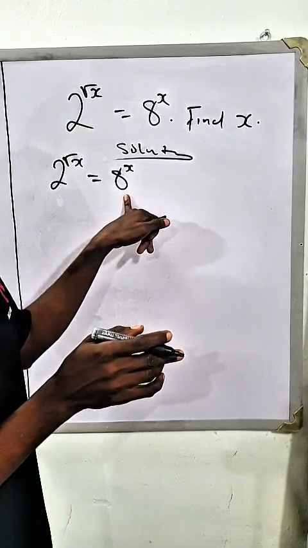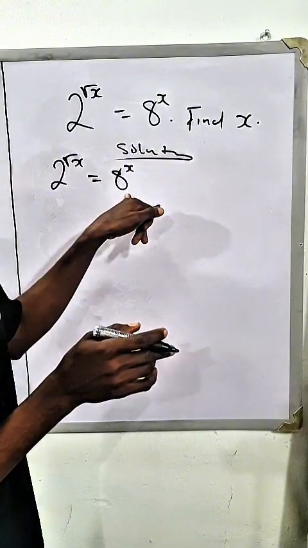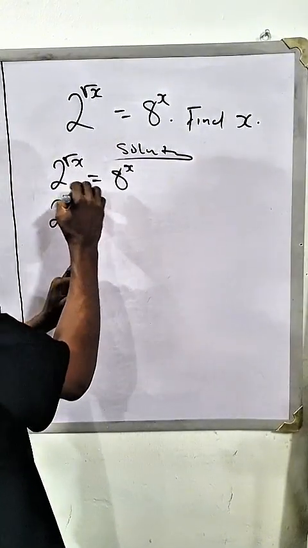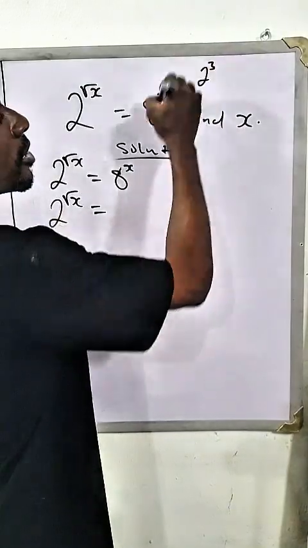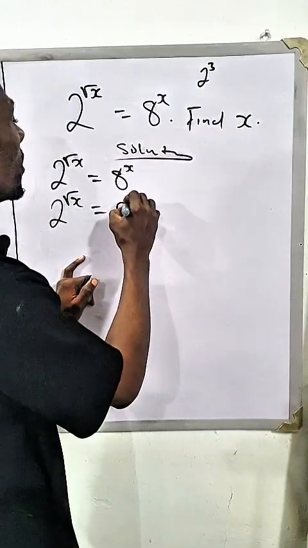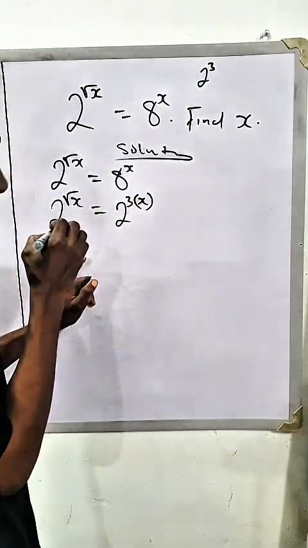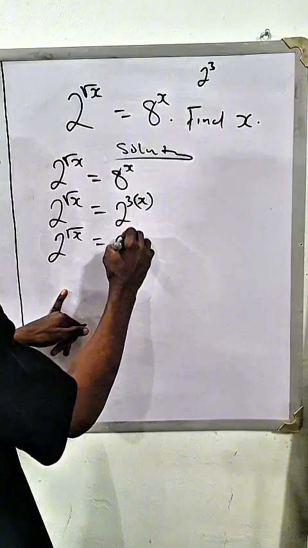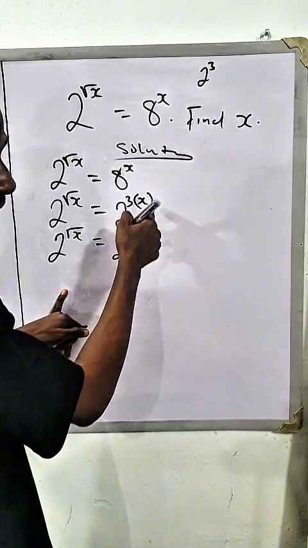Let's write this 8 in index form, so that we can get a base of 2. So I'm going to write 2 raised to power of root of x is equal to 8, which simply means 2 raised to power of 3. 2 times 2 times 2, that is 8. So 2 raised to power of 3 times x. Are you getting it? So 2 raised to power of root of x is equal to 2 raised to power of 3x.